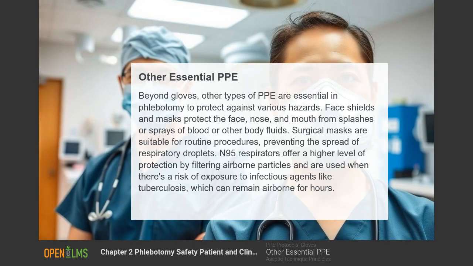Other essential PPE. Beyond gloves, other types of PPE are essential in phlebotomy to protect against various hazards. Face shields and masks protect the face, nose, and mouth from splashes or sprays of blood or other body fluids. Surgical masks are suitable for routine procedures, preventing the spread of respiratory droplets. N95 respirators offer a higher level of protection.